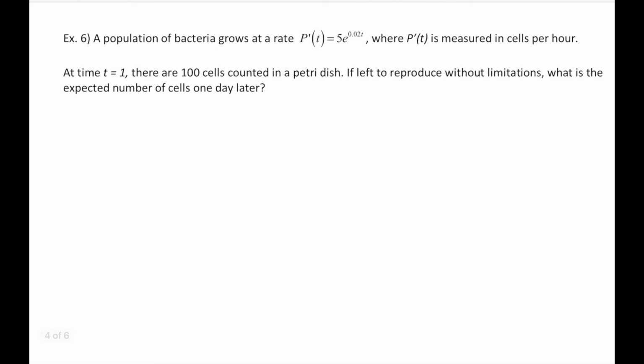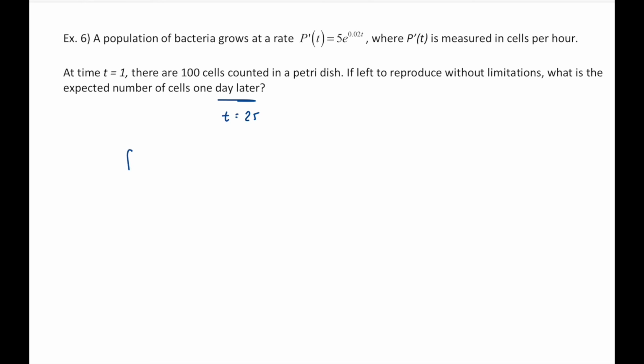So a population of bacteria grows at this rate, where P prime of t is measured in cells per hour. At time equals 1, there are 100 cells counted in a petri dish. If left to reproduce without limitations, what is the expected number of cells 1 day later? Well, that's t equals 1 hour. 1 day later, that would be 24 hours later, giving us 25 hours.